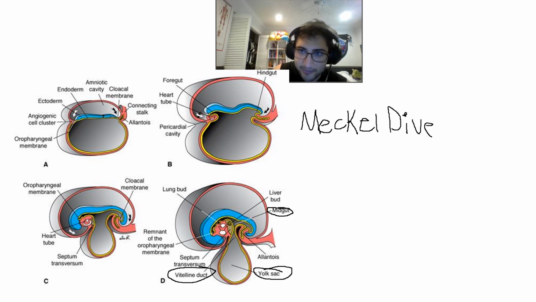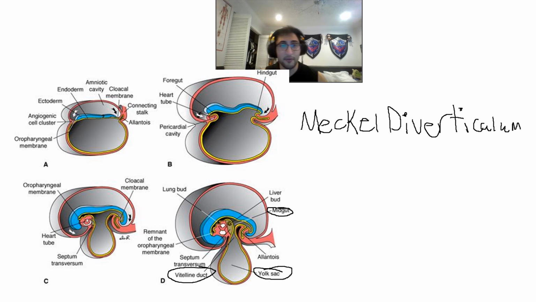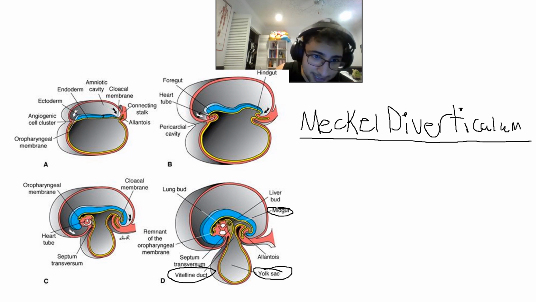All right? Failure of the, not abdominal wall, failure of the vitelline duct to regress and degenerate is going to give rise to a Meckel diverticulum. And because, look at the lining of the endoderm, right? This is all the gut tube. This is all gut tube.